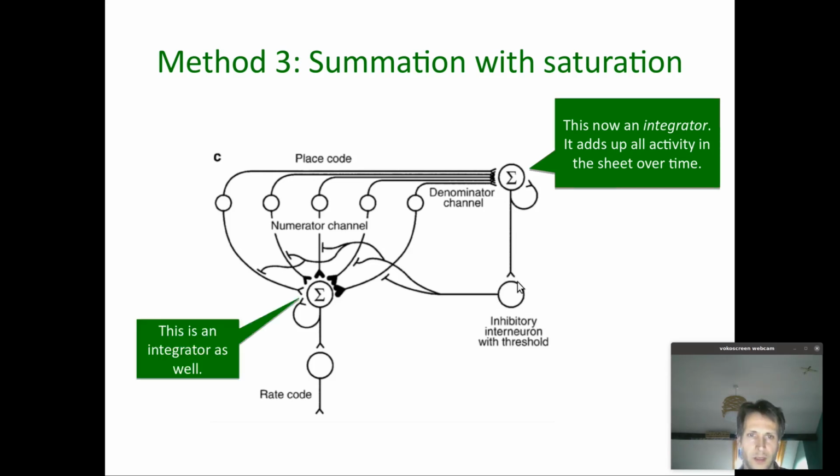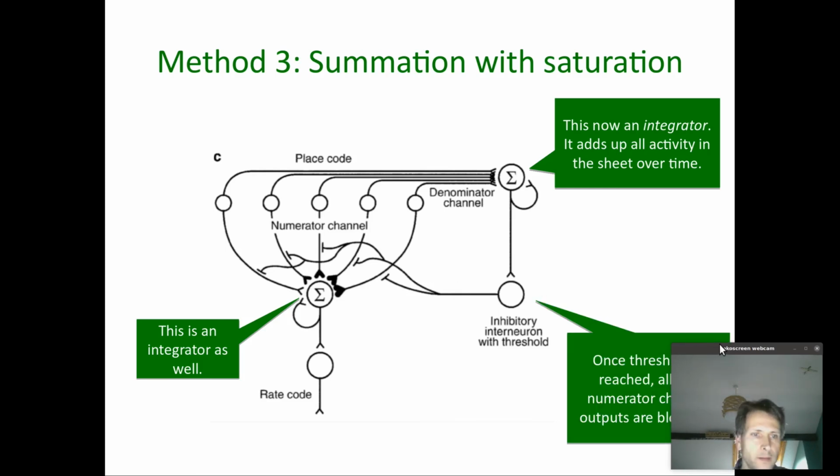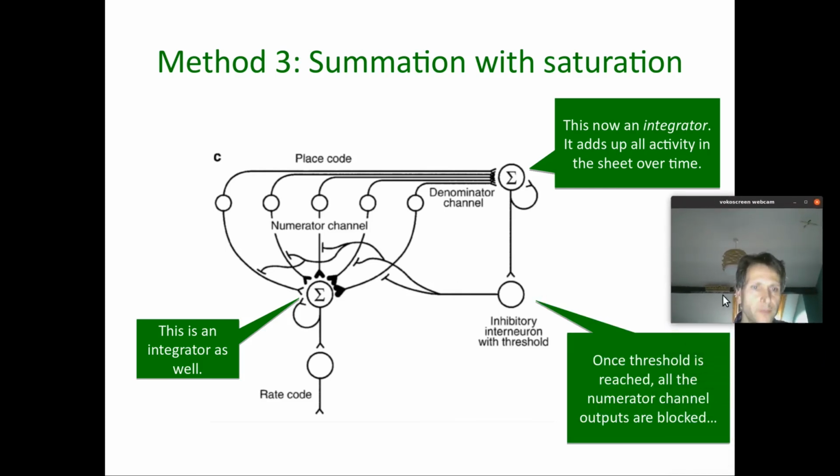Now we also take this weighted summation neuron and turn that into an integrator as well. So it's keeping a historical average of the weighted sum of the input, the place code.